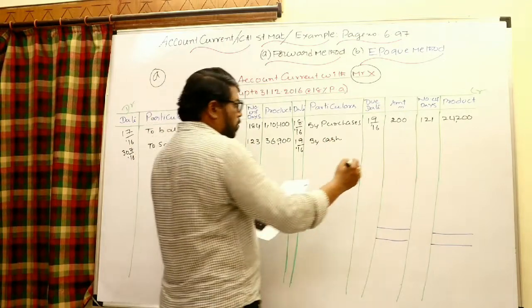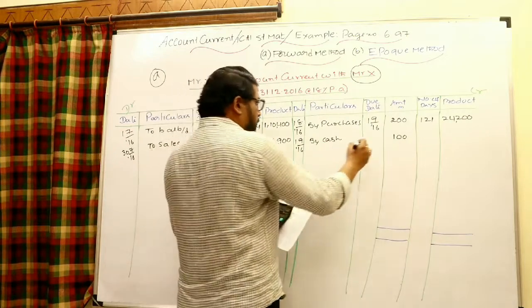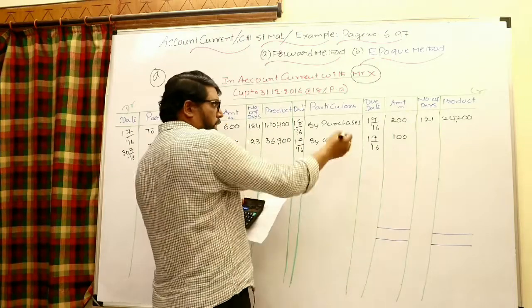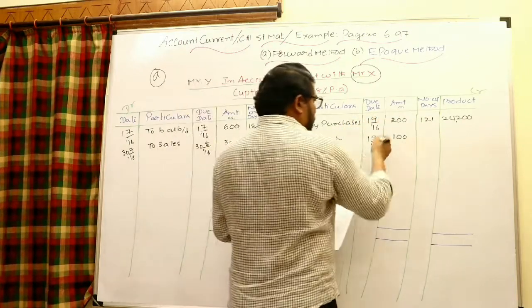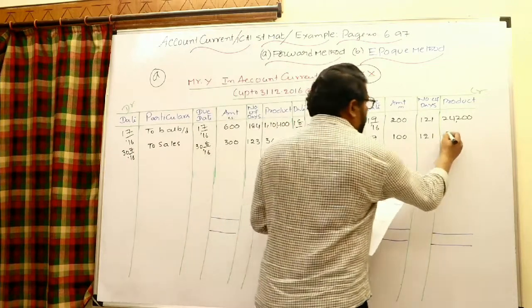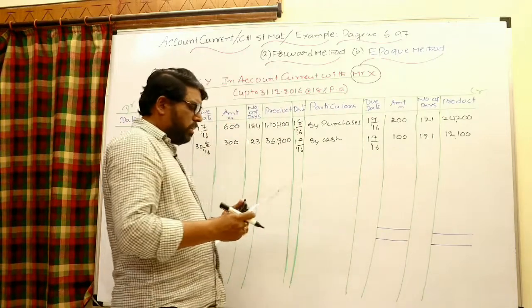Buy cash 100 rupees. When a separate due date is not given, the transaction date itself is the due date. 1/9/2016. We already calculated this earlier. Same here also, same 121. 100 into 121, 12,100. 12,100.